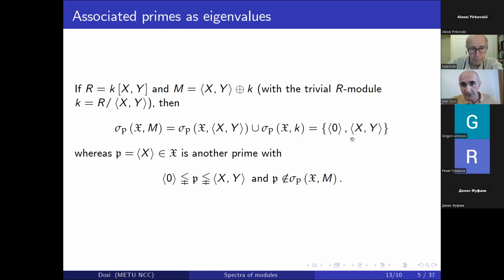But between them, we have other primes, for example (X), which is out of the point spectrum. So the point spectrum could have some gaps. You may have something else between them. That's quite normal, right? There are certain primes.